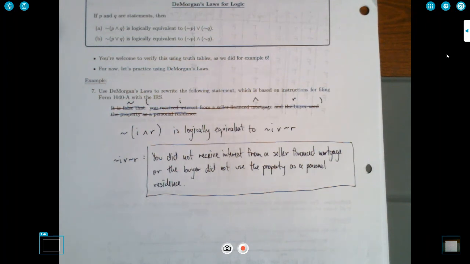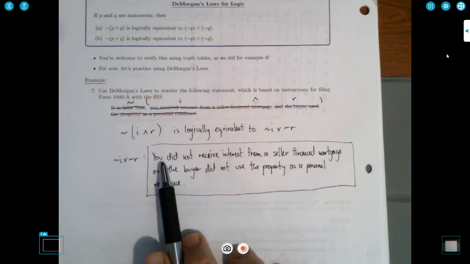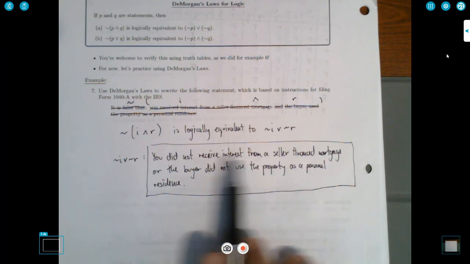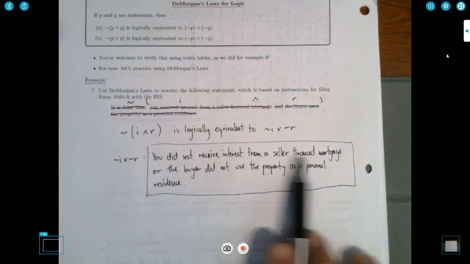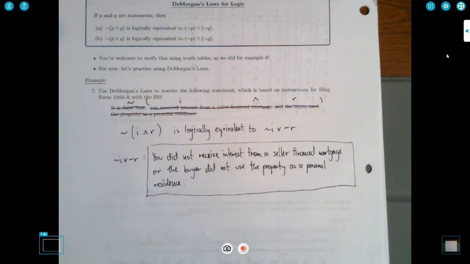You can kind of flip that over in your head and say, well, the answer to that question is no, right? In other words, I did not receive interest from a seller-financed mortgage, or the buyer did not use the property as a personal residence. Okay, so maybe you did receive interest from a seller-financed mortgage, but the buyer didn't use the property as a personal residence, or vice versa, or maybe both things are false, right? But the more you look at this kind of stuff, the more you can do that in your head, and then it helps you make sense of stuff like this.